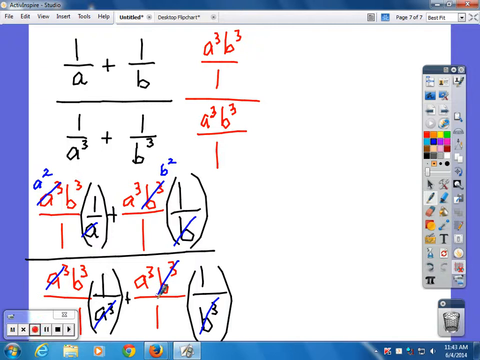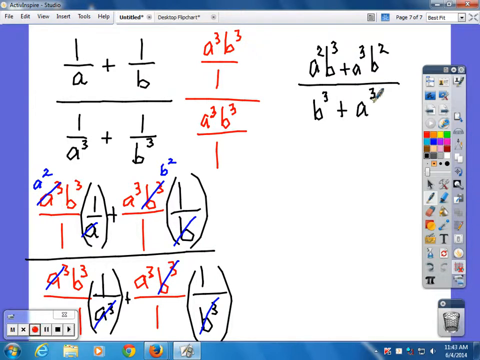So let's clean everything up. This is right. So this is a squared b cubed plus a cubed b squared over b cubed plus a cubed. Okay, keep going. What do you mean keep going? Keep going. You may be able to cancel something out.